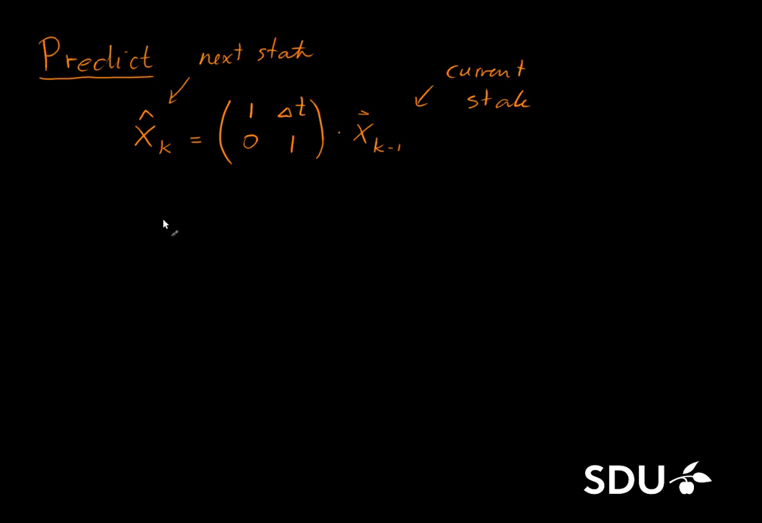In general terms, we will call this matrix Fk. And that's our state transition matrix.